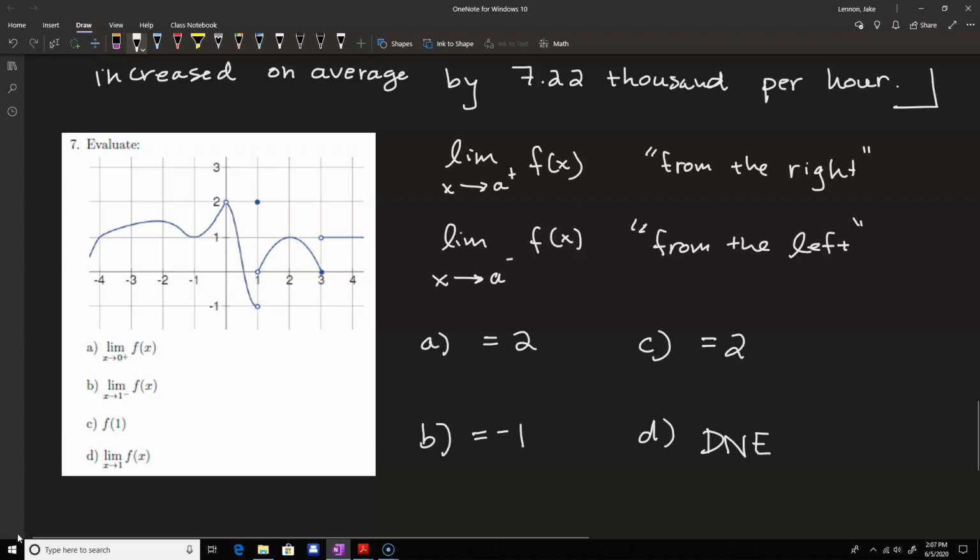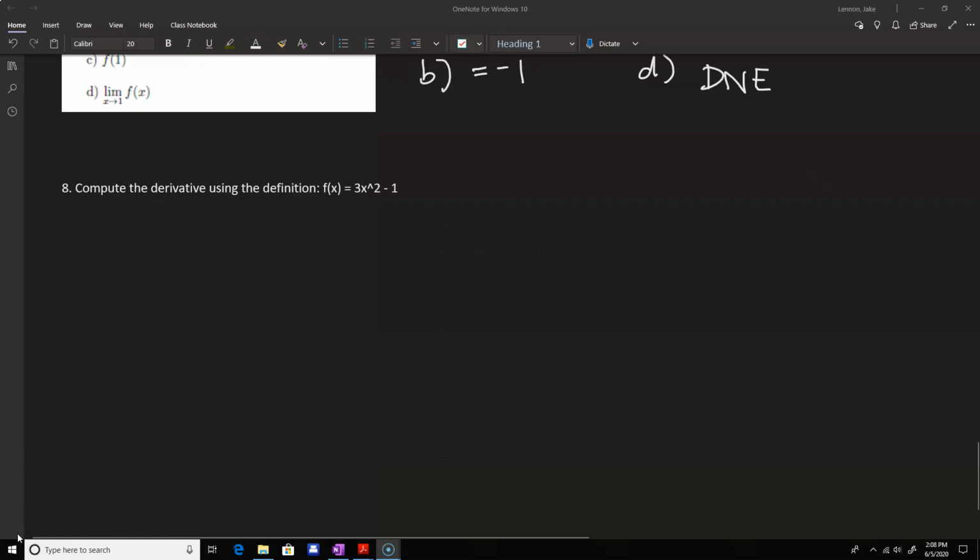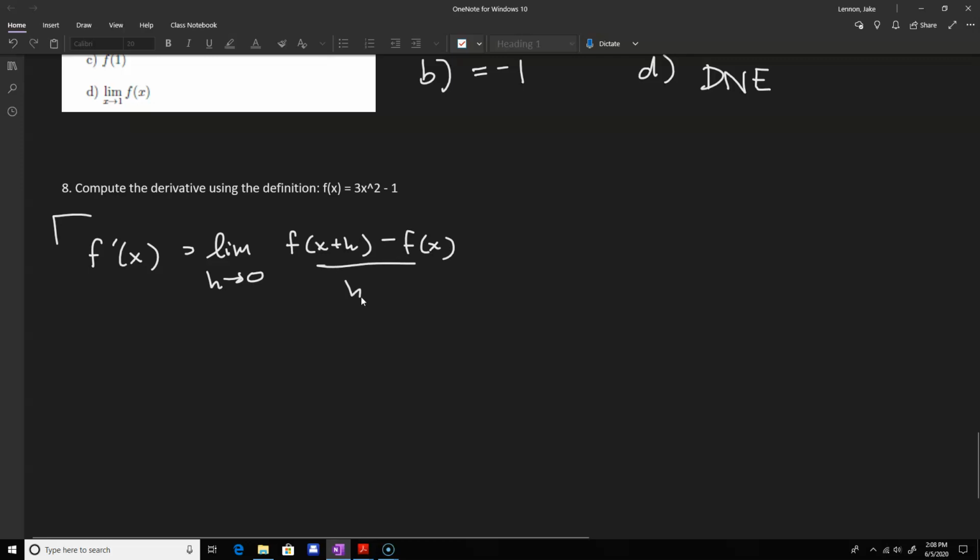All right, so let's move on to 8. So for 8, we want to compute this using the definition of the derivative, so that's the limit definition. So f prime of x here, remember it's going to be the limit as h approaches 0 of f of x plus h minus f of x divided by h.